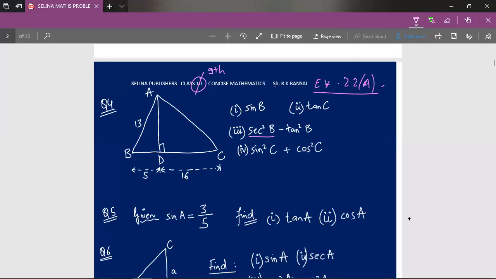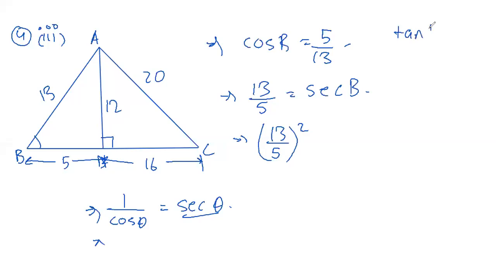Once we have solved our secant square B, we'll find tan square B. First we'll find tan B. With respect to angle B, B should be to the ground. So with respect to angle B, tell us tan B. That is perpendicular upon base, pardon. So it will be 12 upon 5.